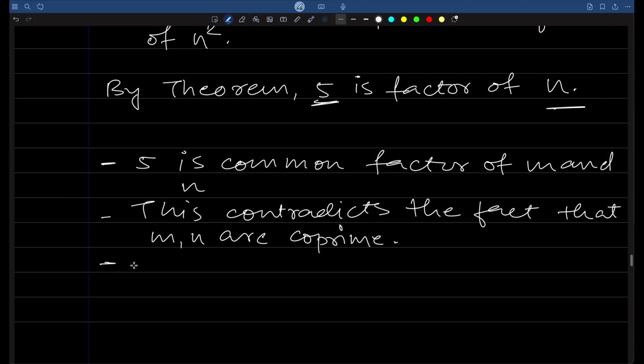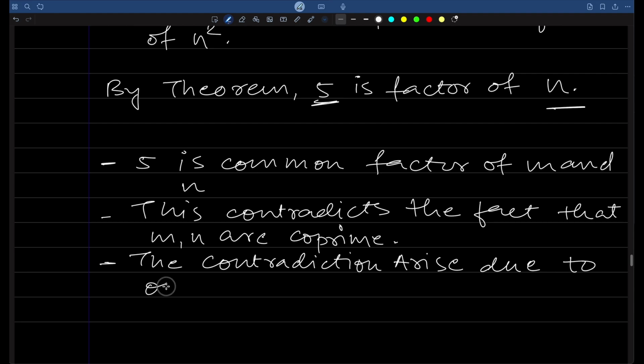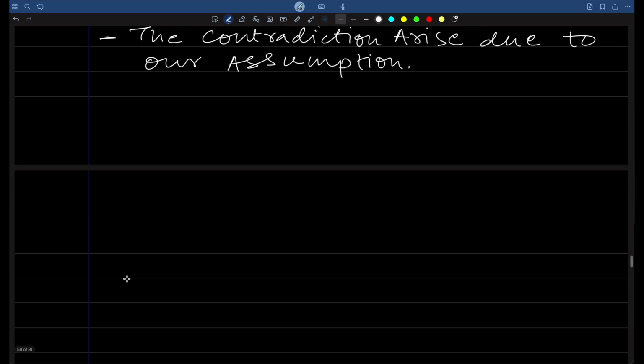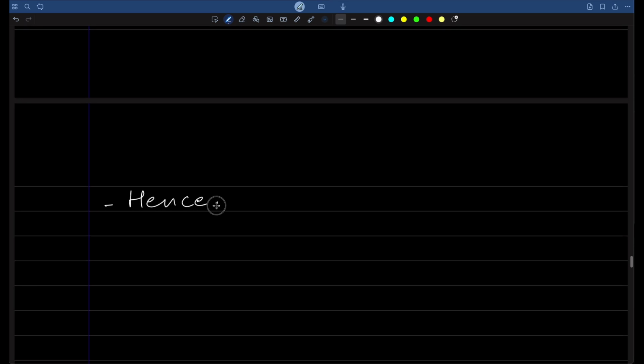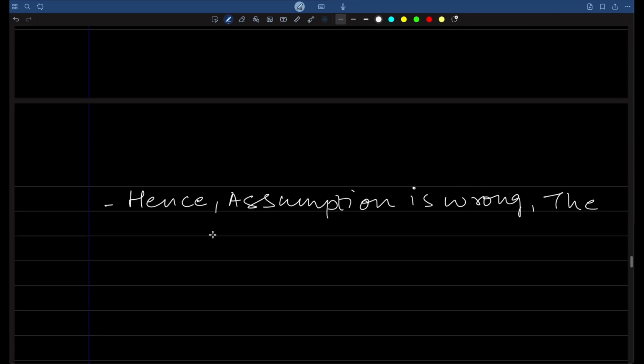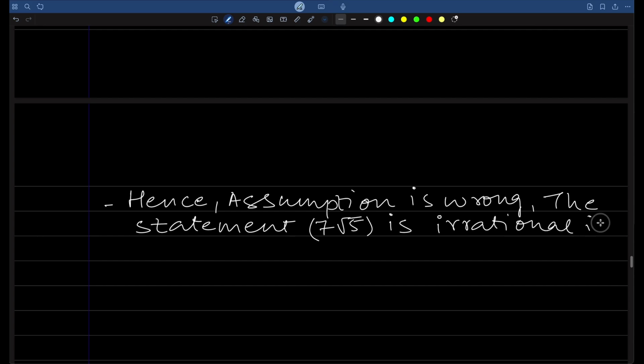This contradiction arises due to our assumption, and hence the assumption is wrong and the statement that 7 under root 5 is an irrational number is true.